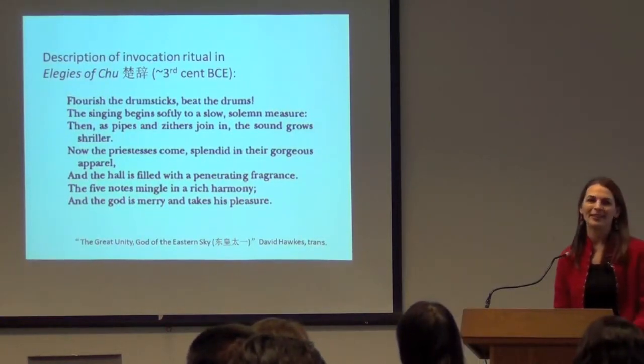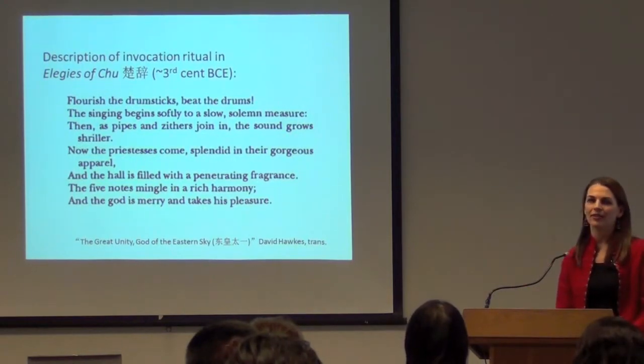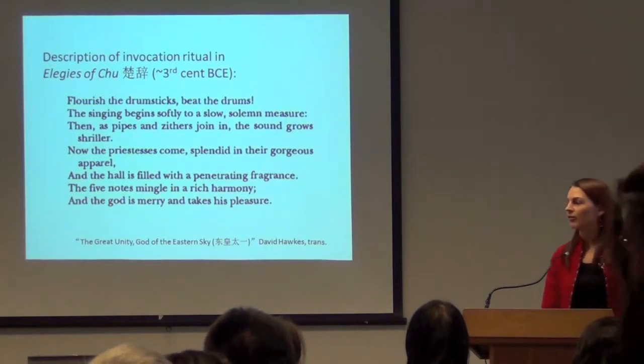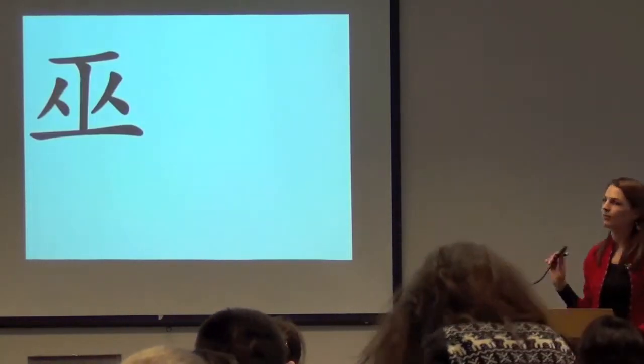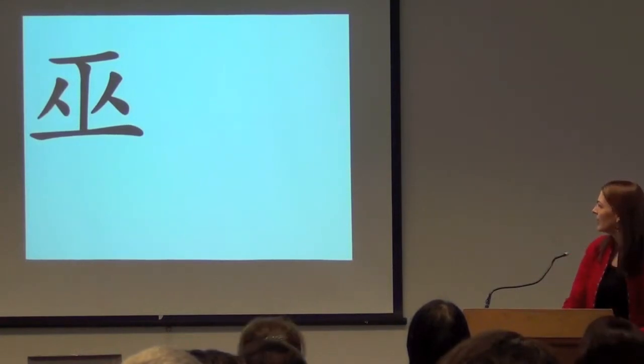So the key term in this passage is actually the priestess. And the Chinese character that's used there is Ling. And Ling has often been argued to be a synonym for this character here, Wu, which is usually translated as a shamaness or a medium.